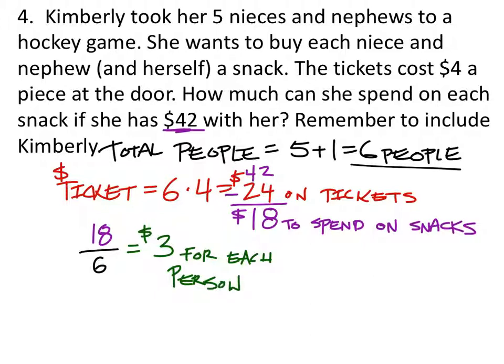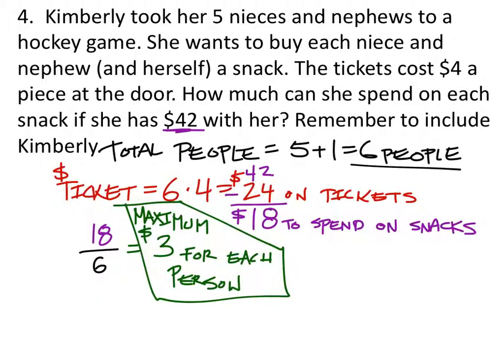Now this one, if we relate it to an inequality, that's a maximum value, because as soon as she spends more than $3, then she no longer has the money to cover the cost. So it's a maximum of $3 for each person.